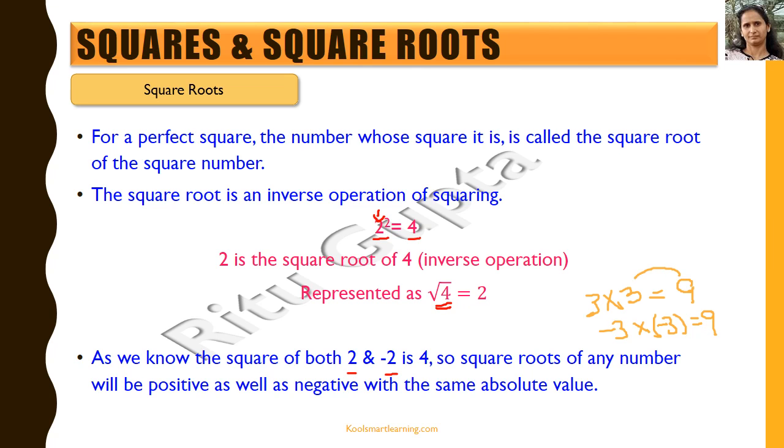So this is important to understand, that the square root of any square number will have two values, with the absolute value remaining the same. Both the positive and the negative numbers will be the square root of the given square number.